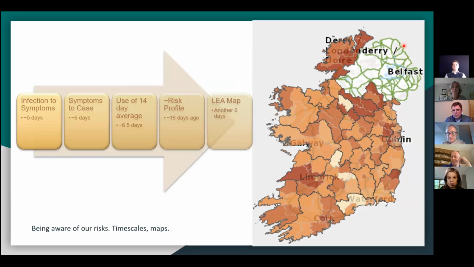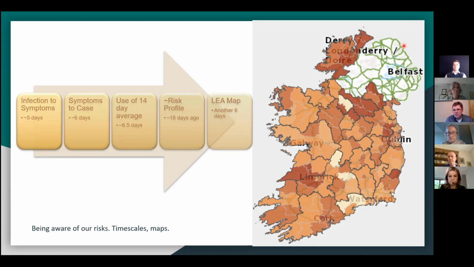So generally, it takes around 5 days from infection to symptoms, another 6 days from symptoms to a case. Then when we're using the 14-day average, which continually gets reported, that means you have to take away another 6.5 days to try and get back to what it might have been like then. So that leaves you, in the daily figures when they mention the 14-day daily average or cumulative, a risk profile from about 18 days ago. Now, when you have the LEA maps for your local areas, that's adding another 6 days of delay again. So you're really looking at the risk profile from the best part of a month ago.